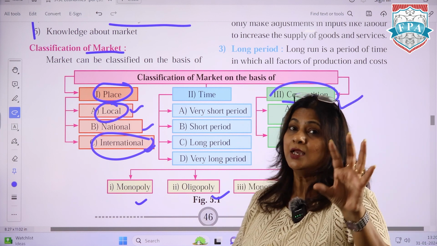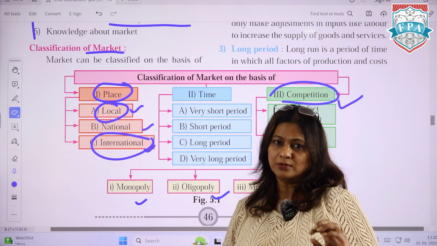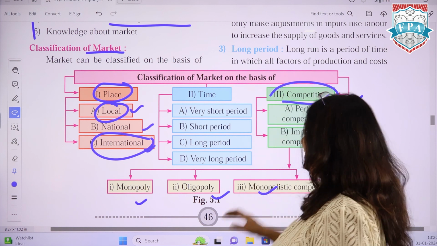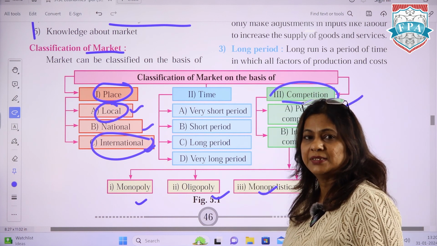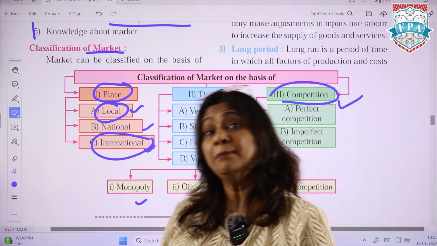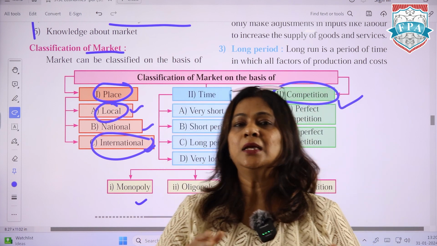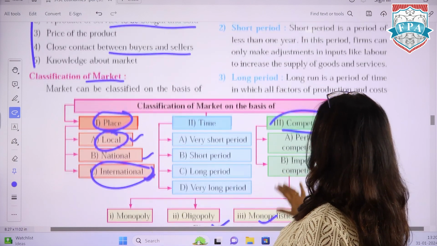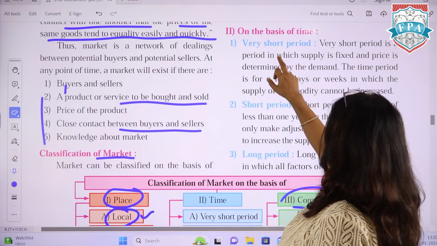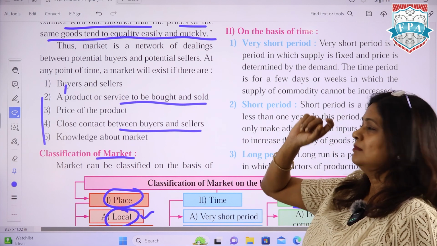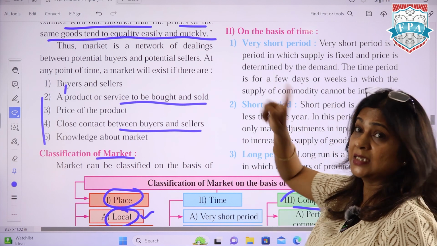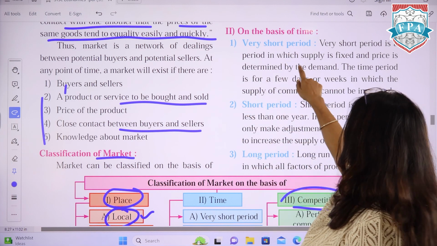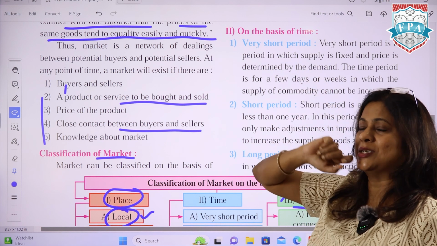On the basis of time: very short, short, long, and very long period. And on the basis of competition: perfect and imperfect. Imperfect would be monopoly, monopolistic, and oligopoly. Now coming up, in case of very short period, from the marker's point of view, I'm emphasizing this. They may give you a question.